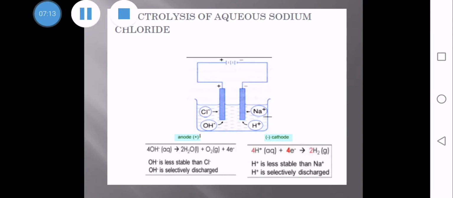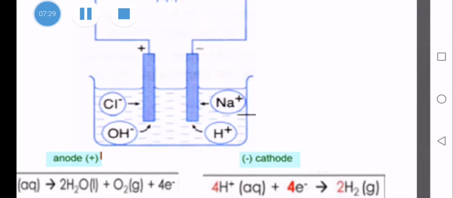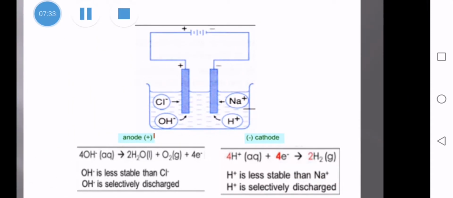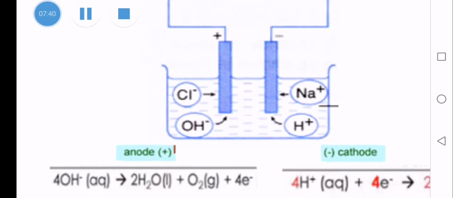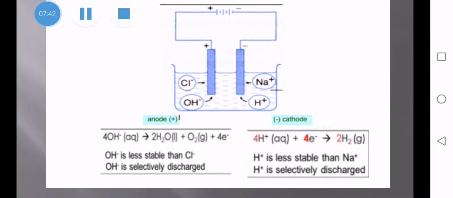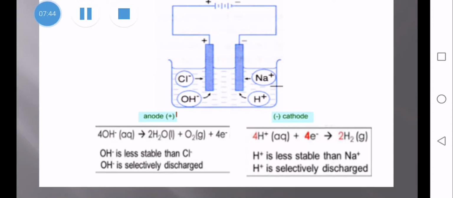So here you can see the electrolysis of aqueous sodium chloride. In aqueous sodium chloride we have taken NaCl. So sodium, being the positive ion, meaning cations, will attract toward the negative electrode, that is the cathode, and chlorine, being a negative ion, an anion, will attract toward the anode, the positive electrode. You can see here what reaction will happen.